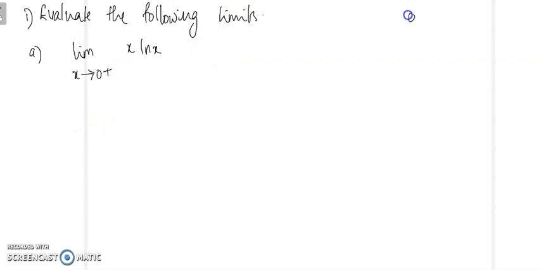When we say 0 into infinity form, this infinity can be either plus infinity or minus infinity. So as x approaches 0, you will have 0 into, so when you take the limit of ln x as x approaches 0 plus, that will be minus infinity. So it is in the 0 into infinity form.